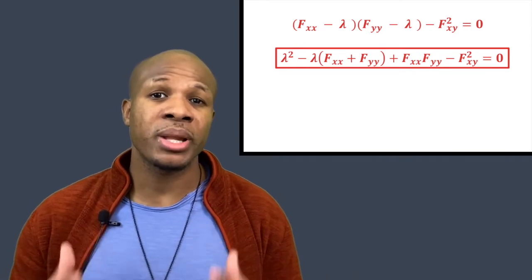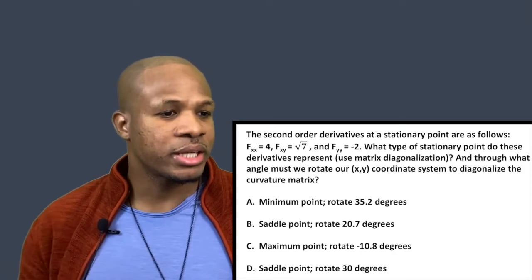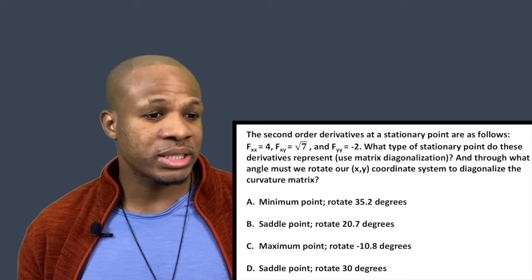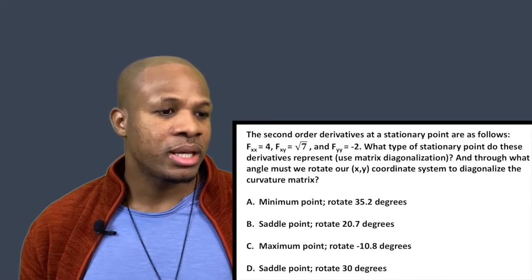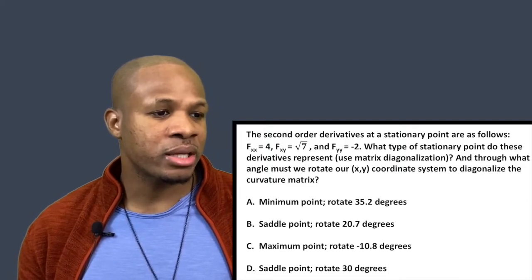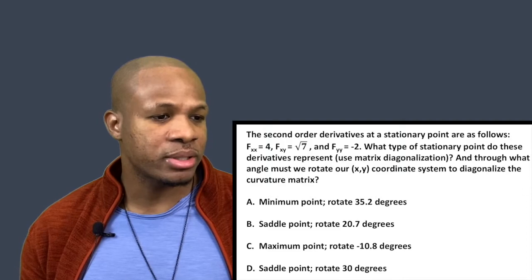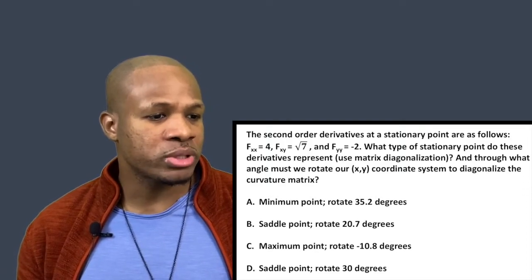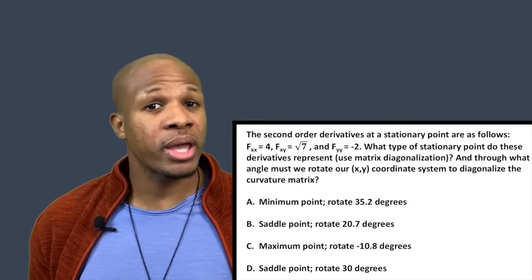Okay, so let's go ahead and apply what we just learned to a specific problem. This problem says the second order derivatives at a stationary point are as follows. F sub xx equals 4, f sub xy equals radical 7, and f sub yy equals negative 2. What type of stationary point do these derivatives represent? Use matrix diagonalization. And through what angle must we rotate our xy coordinate system to diagonalize the curvature matrix? Okay, let's get to work.